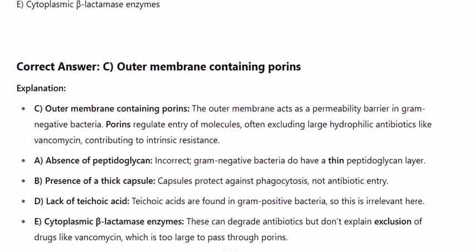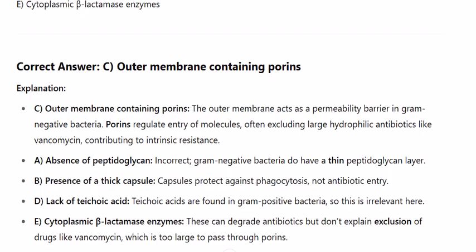Outer membrane containing porins. Explanation: C. Outer membrane containing porins. The outer membrane acts as a permeability barrier in gram-negative bacteria. Porins regulate entry of molecules, often excluding large hydrophilic antibiotics like vancomycin, contributing to intrinsic resistance.